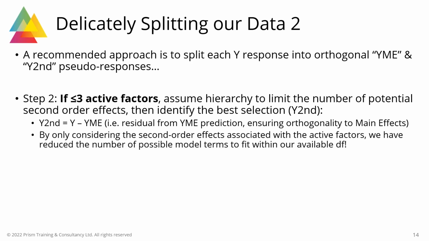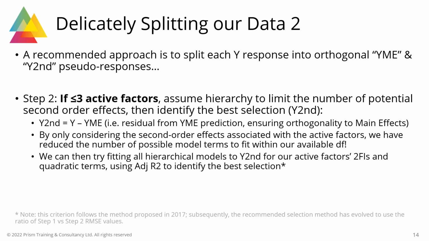Now, the benefit of going through the process of reducing the number of active factors is to reduce the number of potential second order effects that we need to think about. And we're going to assume that our model will be hierarchical. So for example, if we identify that only factors A, B, and C are active, then the full set of second order terms we need to worry about are the AB, AC, BC two-factor interactions plus the A squared, B squared, and C squared terms. So it's a much more manageable subset of second order terms.